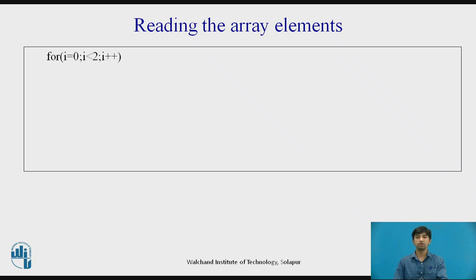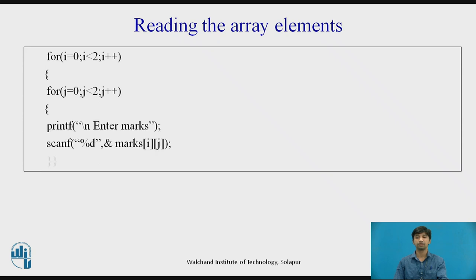The for loop causes the process of asking for and receiving student's marks from the user to be repeated 4 times. It means marks of 00, marks of 01, marks of 10, marks of 11. In the first iteration through the loop, i and j have a value 0. So the scanf function will cause the value typed to be stored in the array element marks of 00, the first element of the array.